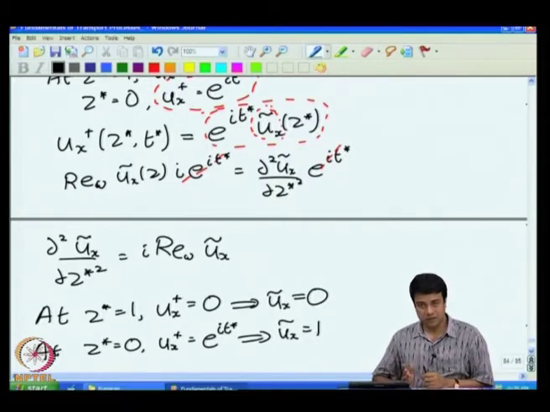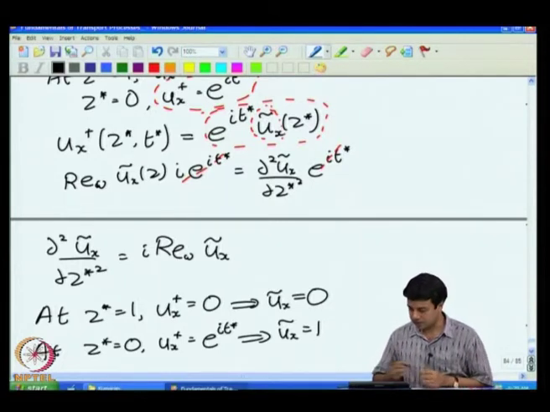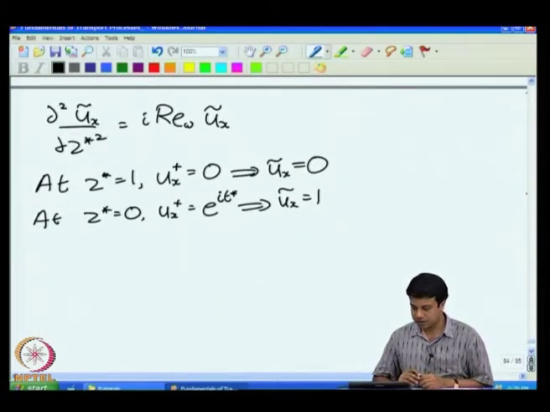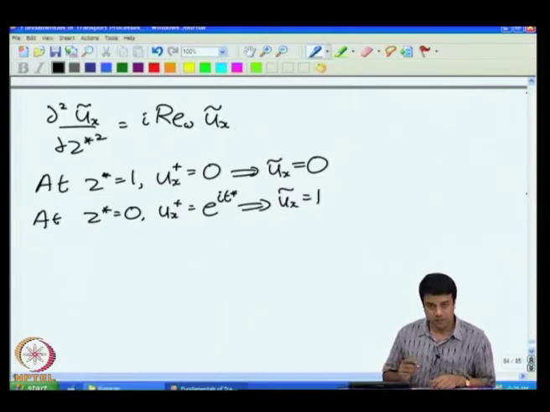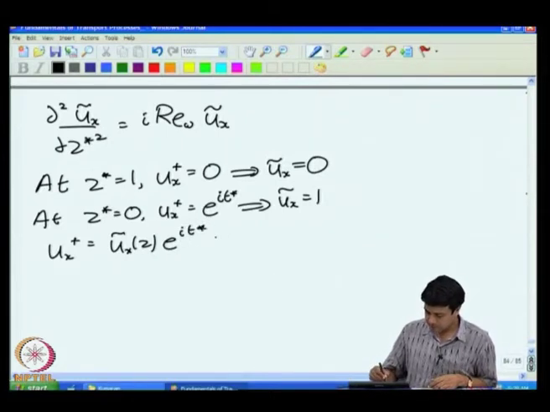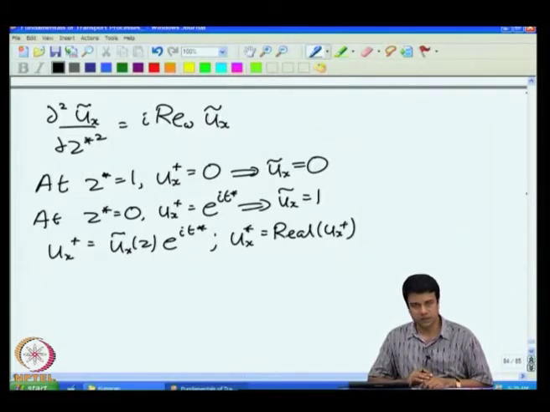So, now I do not have any time dependence in either the equation or the boundary condition, because I use the fact that if it is being driven by a sinusoidal velocity at the bottom, the velocity everywhere will be a sinusoidal velocity with the same frequency, because it is a linear governing equation. And of course, I can solve this equation to find out what is u x tilde. From that, how do I get the solution? I go back and get u x plus is equal to u x tilde of z e power i t star, and then u x star is equal to the real part of u x plus. So, that finally gives me the solution for the flow within the domain.